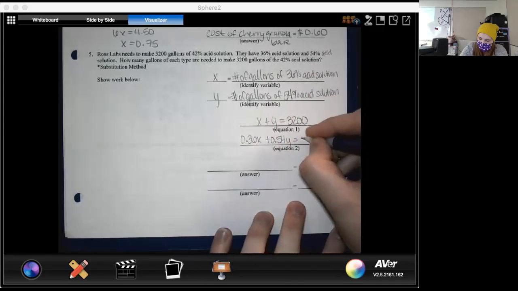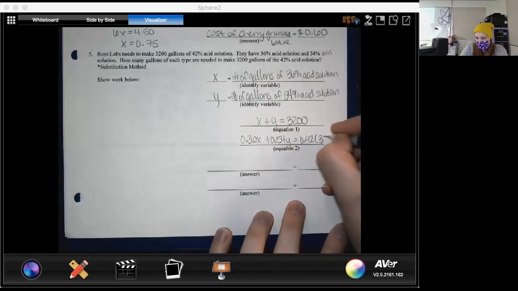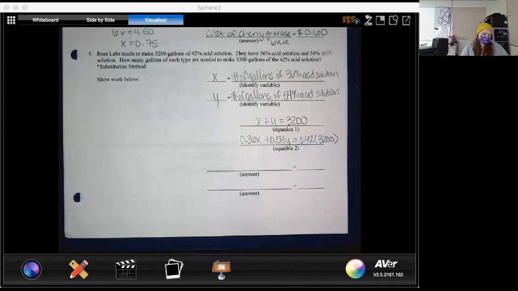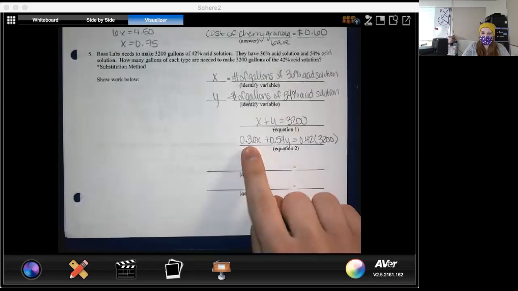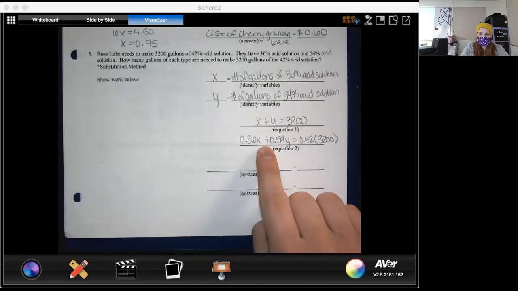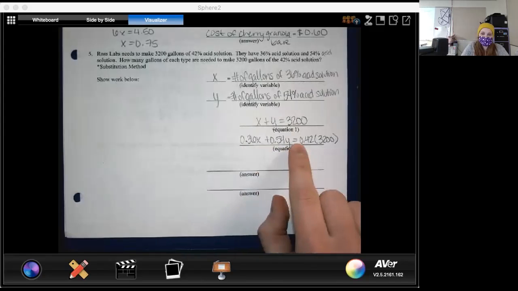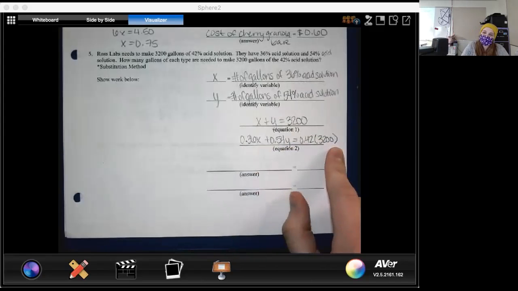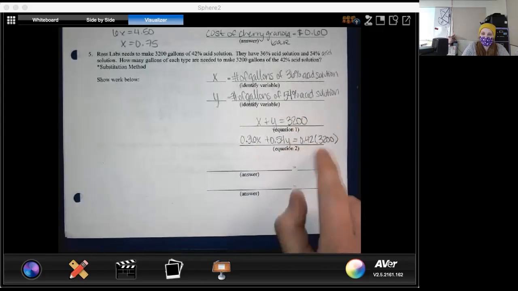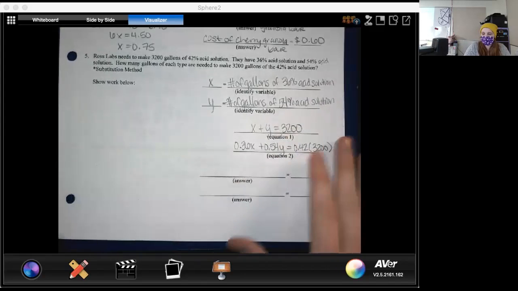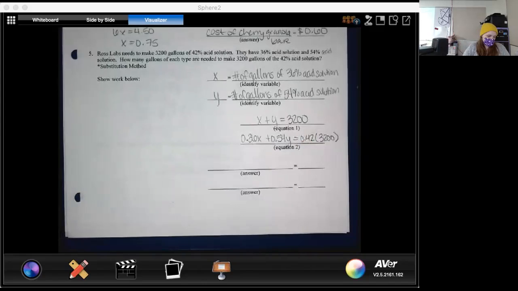It's 0.42 times 3,200. That's the hard part. That's the one thing that everyone always gets to and they're like, where did this come from? Because you want 42% of 3,200 gallons, okay? Just like you want 36% of a number of gallons, same concept. So I want 42% of 3,200 gallons. Now, when you write your equation, you want to leave it like this, okay? I want to see where your numbers are coming from. Once you actually go into the solving method, that's when you would actually write what it equals.